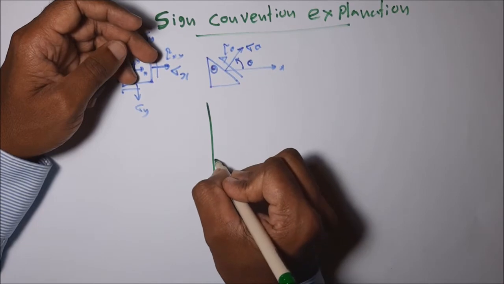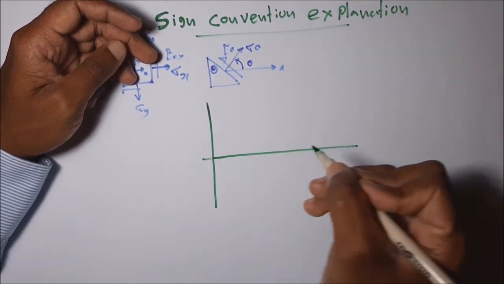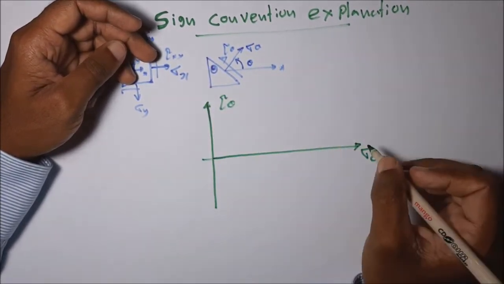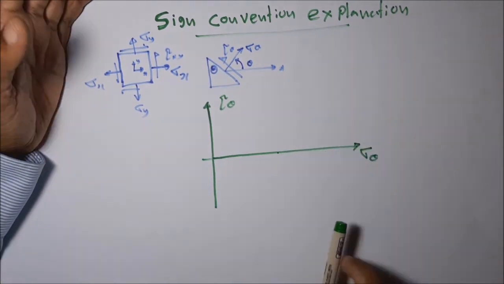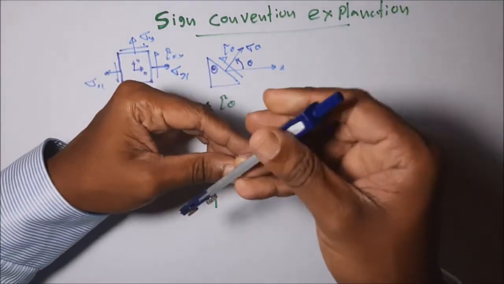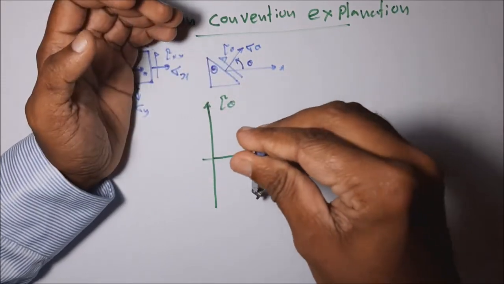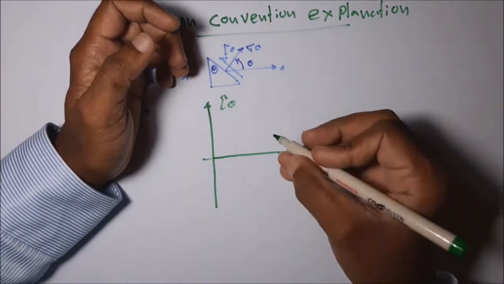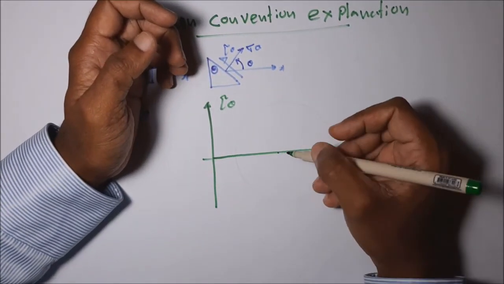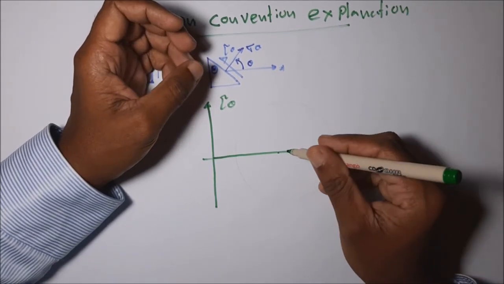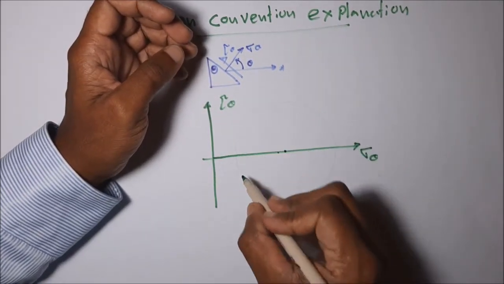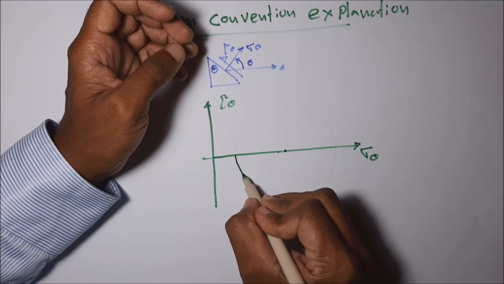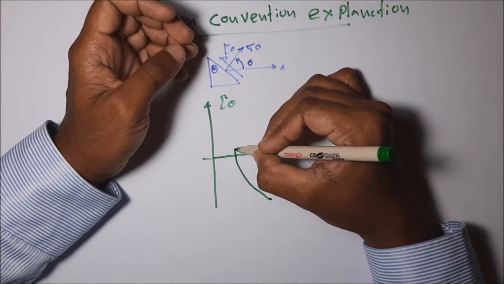Then let's consider the Mohr circle diagram for this situation. Sigma theta, here the tau theta. Then let's draw the Mohr circle diagram. These stresses we are going to represent by this kind of Mohr circle diagram. Let's assume we can represent the stresses on this kind of Mohr circle diagram. Okay, this is the Mohr circle diagram for this situation.